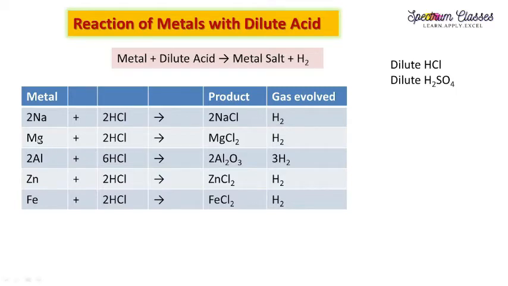Similarly, magnesium is 2 plus and Cl is 1 minus. So we leave the sign and swap the numbers, and we get MgCl2. H2 is released, so there is no need to multiply Mg by 2. Your Cl2 is balanced and your hydrogen is balanced.